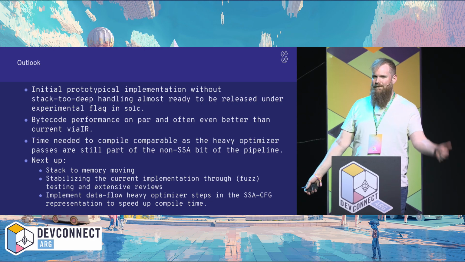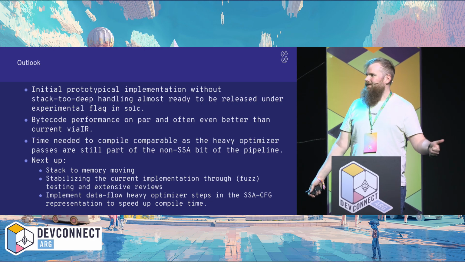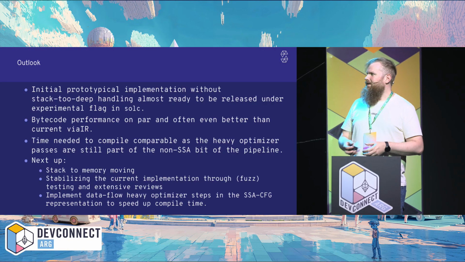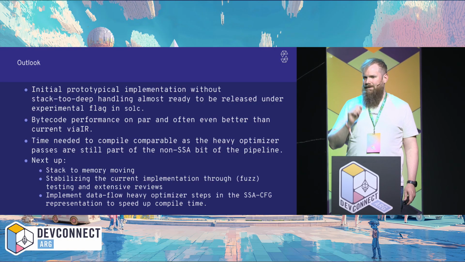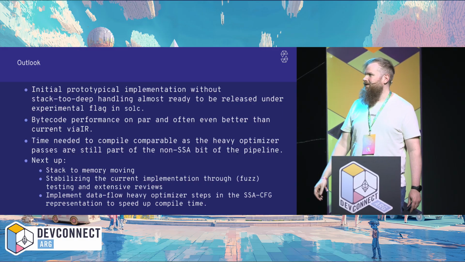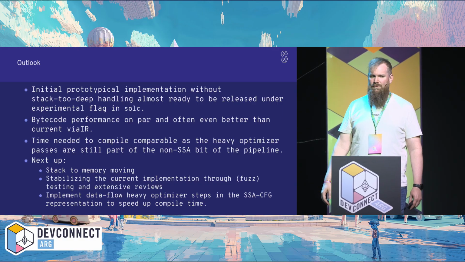So status quo, we have a prototypical implementation of this new IR plus codegen. It's still a bit rough around the edges, but does its thing most of the time. And we are pretty confident we can release that into the wild relatively soon under an experimental flag. Next up would be then the stack too deep handling, so memory spilling.